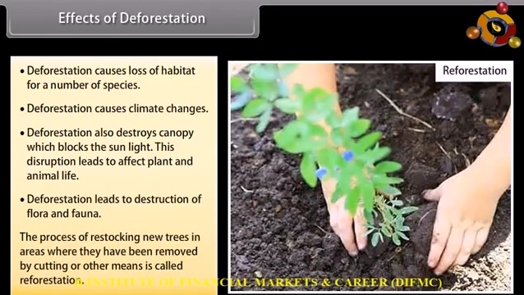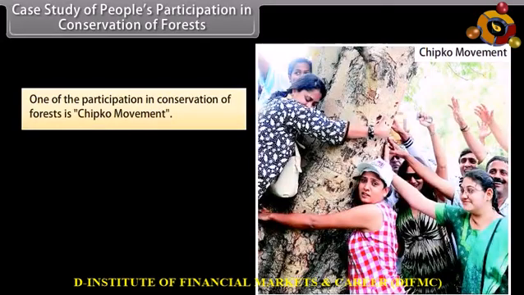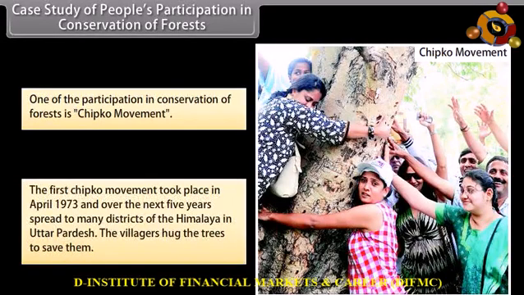The process of restocking new trees in areas where they have been removed by cutting or other means is called reforestation. Case study of people's participation in conservation of forests. One example of people's participation in conservation of forests is the Chipko movement. The first Chipko movement took place in April 1973 and over the next 5 years it spread to many districts of the Himalaya in Uttar Pradesh. The villagers hugged the trees to save them.